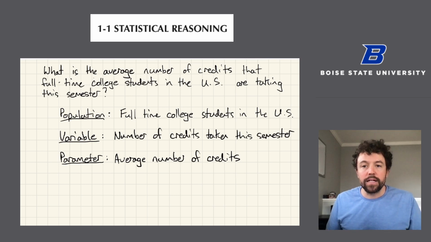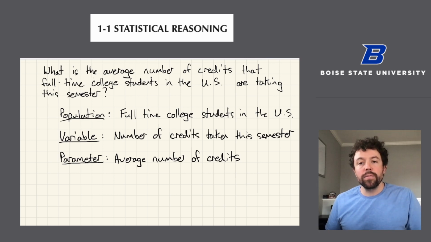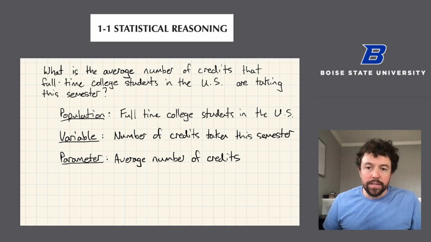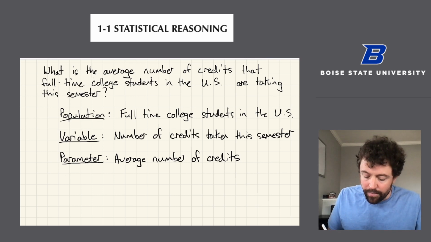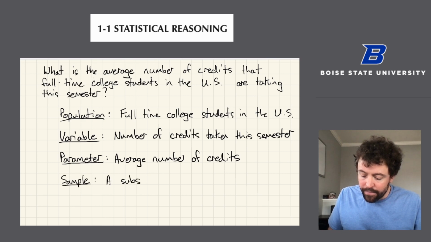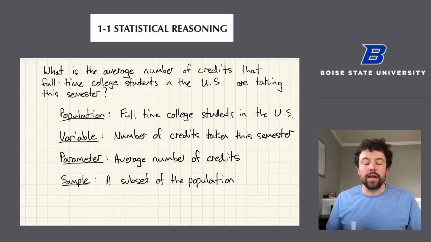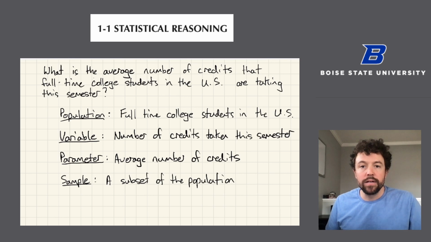We can't possibly answer this question, as I've said before. And so what we do is we try to get an approximate answer using what's known as a sample. So a sample is any subset of the population. So for instance, we could get a sample that consisted of maybe 100 full-time college students in the United States. Now, this is a much smaller group of students, and so it would actually be feasible to figure out how many credits they were taking and figure out their average number of credits.